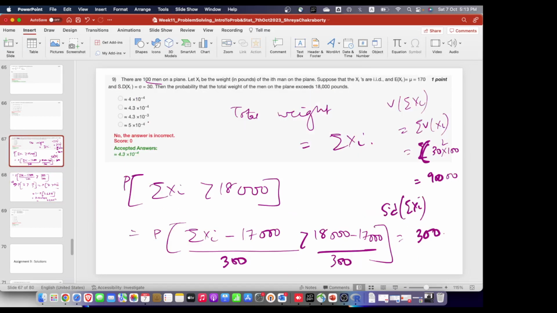Something similar has been reported. 4.3 into 10 to the power minus 4. Yes.